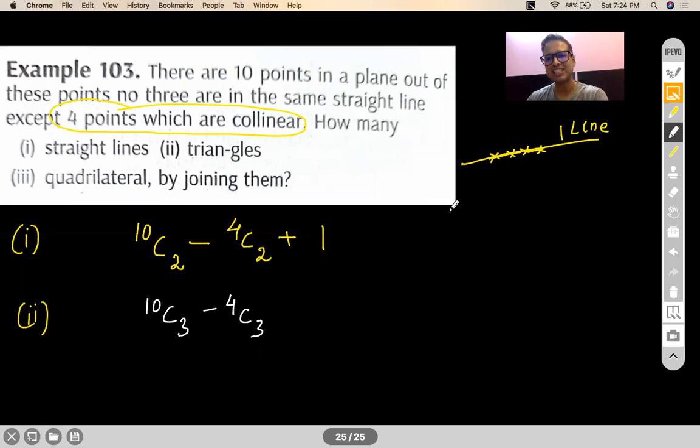But remember, these 4, they will not contribute to any triangle because they are in the same line. So 4C3 is an extra count that has come in the scenario. They need to be excluded from the answer. Absolutely correct.